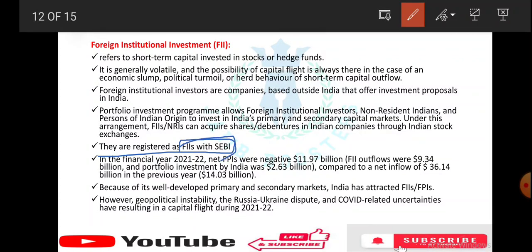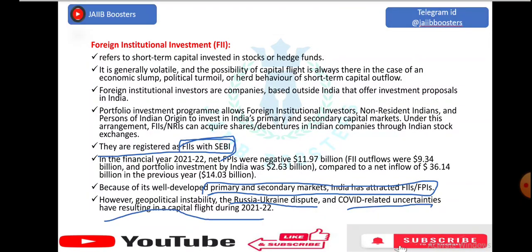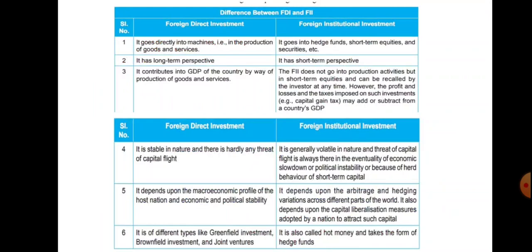This percent is nothing important. India has developed primary and secondary markets. India has attracted FIIs, FPIs. Next, geopolitical instability. The Russia-Ukraine dispute means the fight. COVID-related uncertainties have resulted in a capital flight during 2021 to 22.